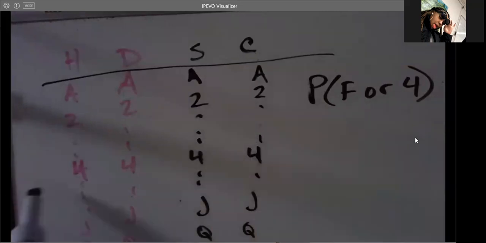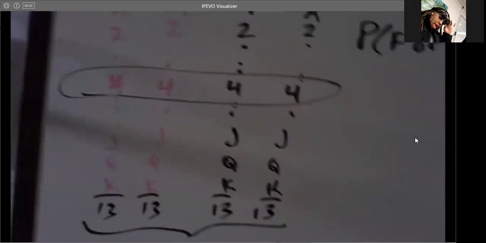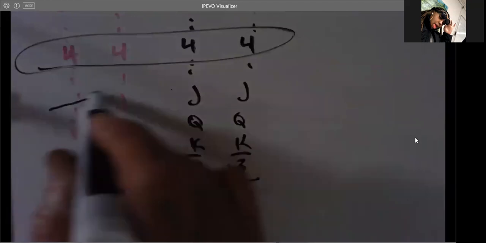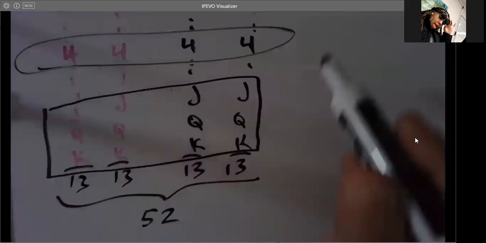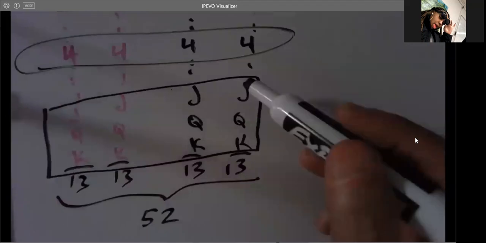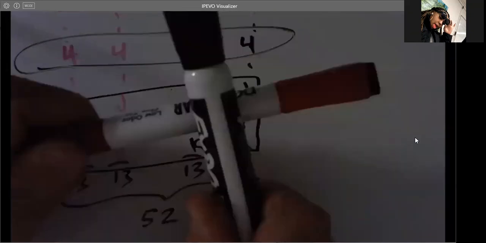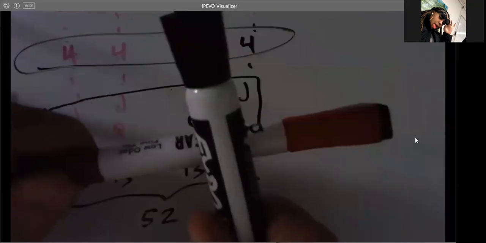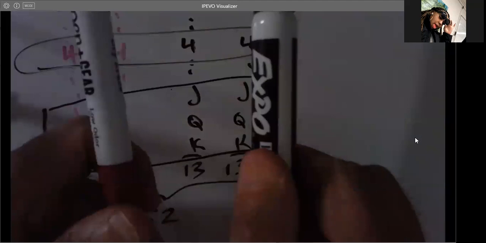So here's 4s, and here are all the face cards. Okay, so if there's an overlap, then they're not mutually exclusive. If they run where there's no overlap, like what we've got, those are mutually exclusive.